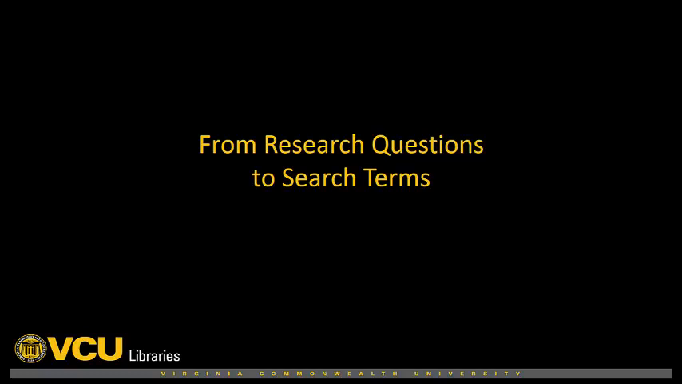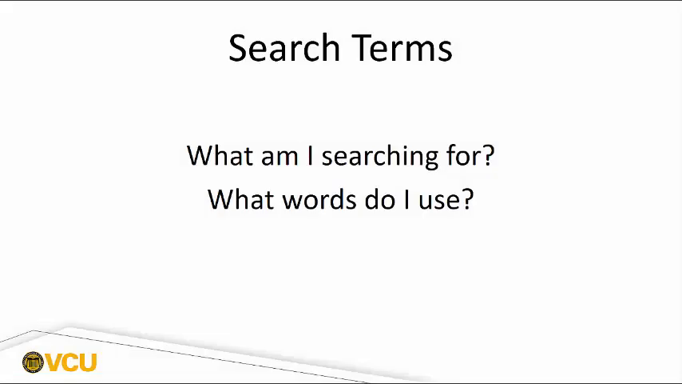All right, here you are. You're working on a research project, and one of the most important things you can do before you start searching for information is to spend a little time taking your topic or research question and coming up with the best possible search terms. It can be really tempting to just jump straight into the search process, whether you're searching Google or whether you're searching the VCU Library's website.